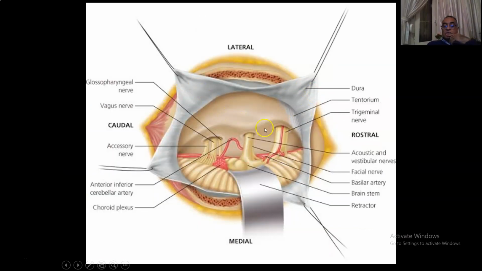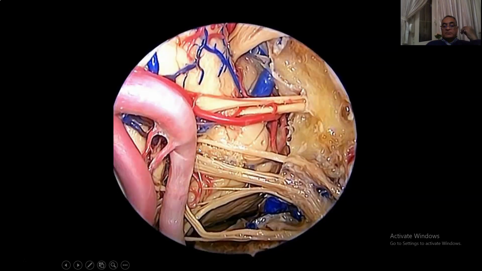If you go to the gross anatomy, you take this cerebellum medially, and this is lateral, this is rostral, and this is caudal. This is the left side. If you see the trigeminal nerve, then the 7th and 8th as one bundle with the ICA, and the lower cranial nerves 9, 10, and 11 below.